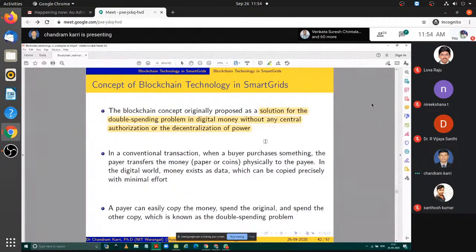So here let me clearly tell you: market strategy, seller and buyer. In the current market structure, power exchange, ISO, every aspect is there. But here we are trying to simplify the market strategy using blockchain technology. So therefore, it is completely decentralized. In the conventional transaction, what happens? The buyer purchases something and pays money physically to the payee. This is how traditionally power is transmitted from suppliers to buyer. But in digitalization mode, how does it happen?